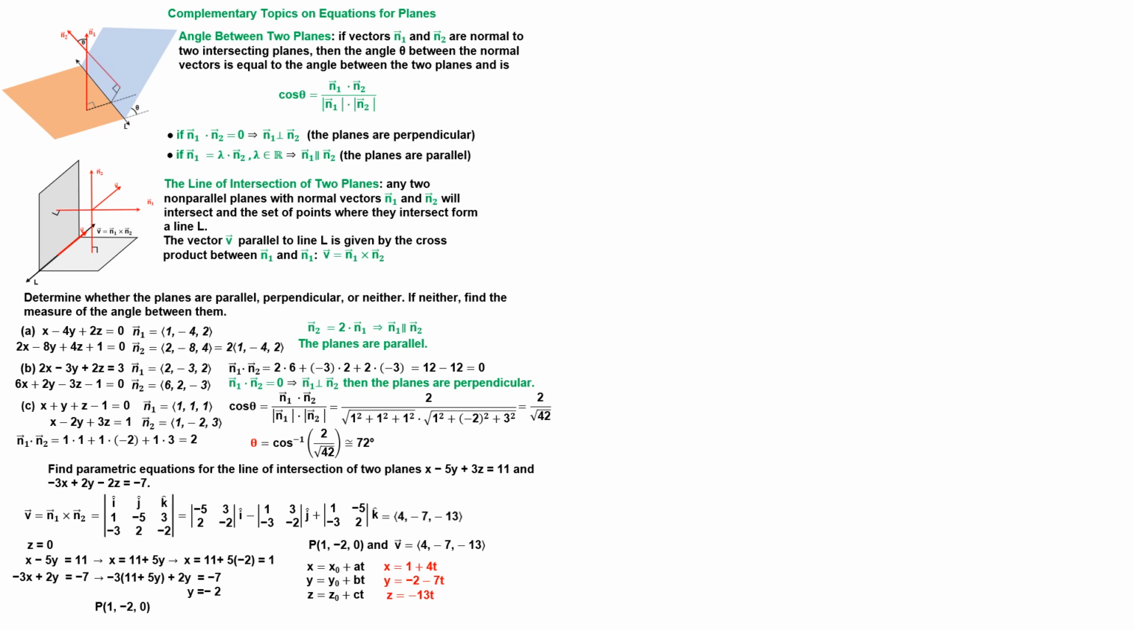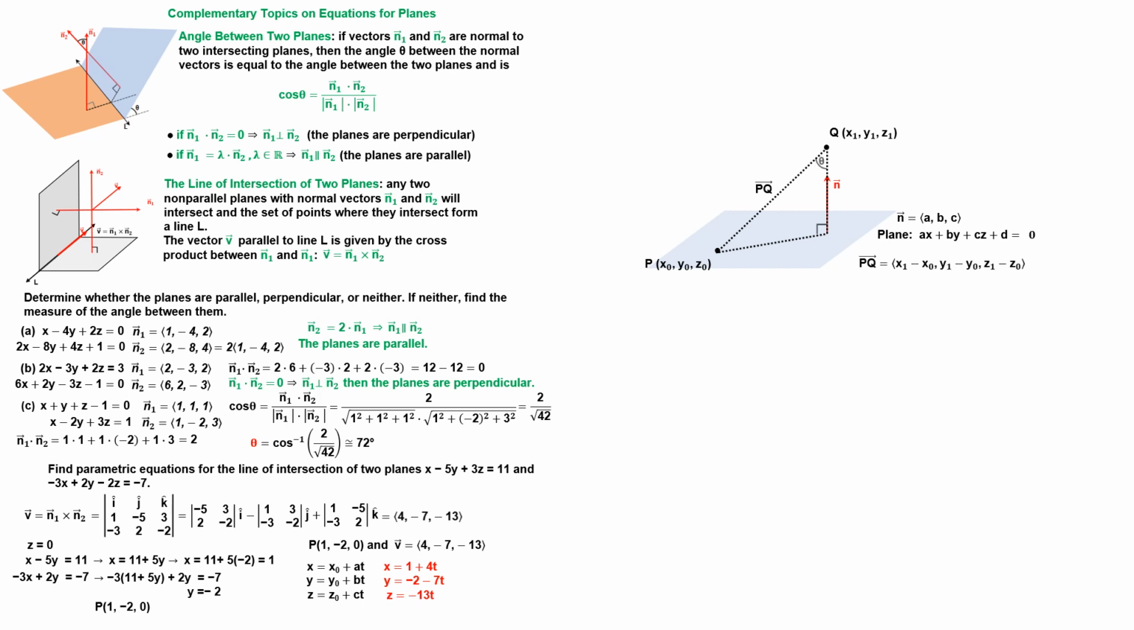Now let's address the problem of finding the distance between a point and a plane. Consider the plane and its normal vector n. Let P0 be any point in the given plane, and let Q be any point not in the plane. Drawing the vector PQ, we obtain a right triangle. From the figure, we can see that the distance d from Q to the plane is equal to the absolute value of the scalar projection of the vector PQ onto the normal vector.